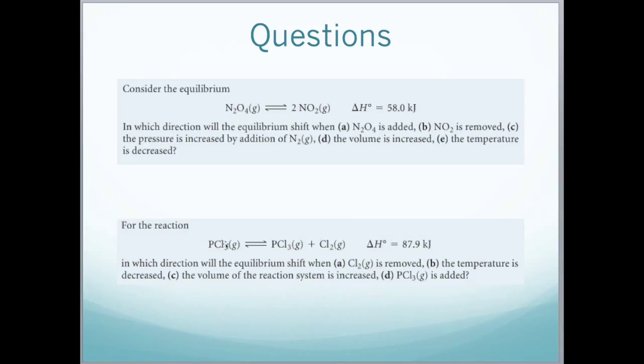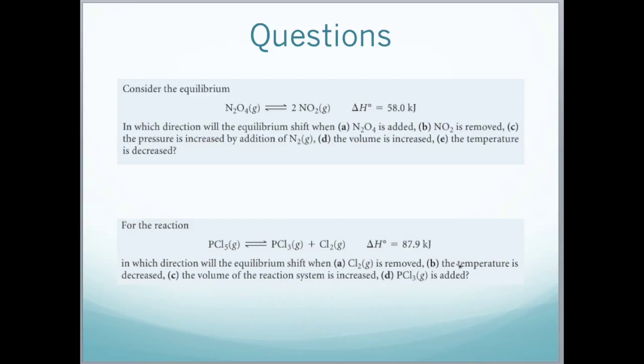We are asked to look at this reaction where PCl5 is converted into PCl3 and chlorine gas. In which direction will the equilibrium shift when chlorine gas is removed? In this case, the equilibrium will shift to the right. Since we are removing chlorine gas, if the equilibrium shifts to the right, it means we are trying to increase the amount of chlorine gas, thereby going in the opposite direction of the change.